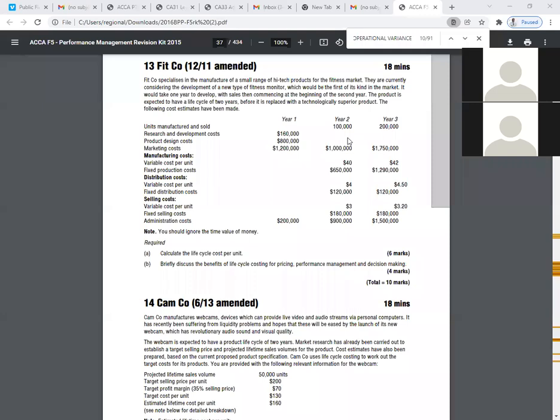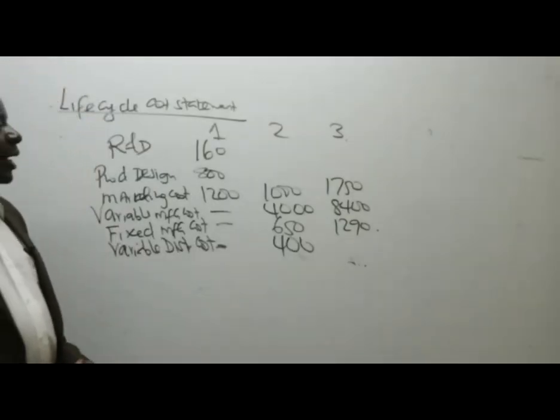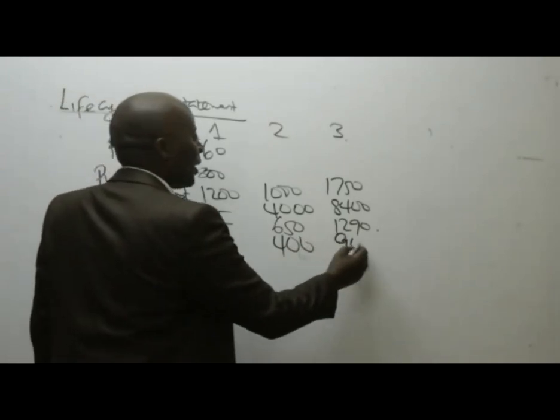How about the next year, which is year number 3, for variable distribution cost? What do we have somebody? 4.5 times 200 gives me what figure? Somebody. 900. Thank you very much.